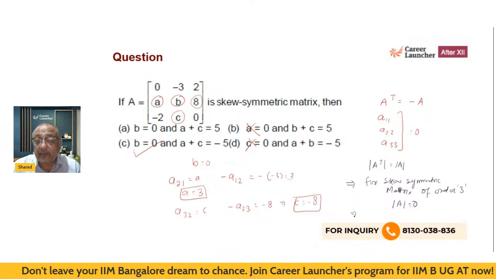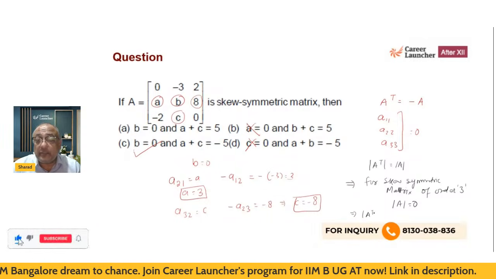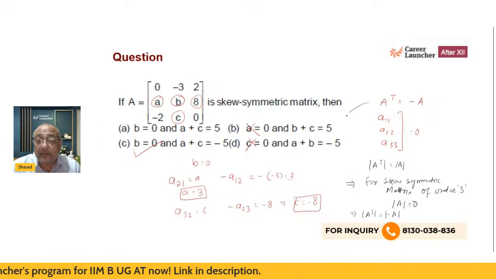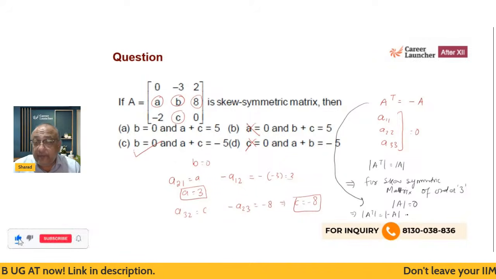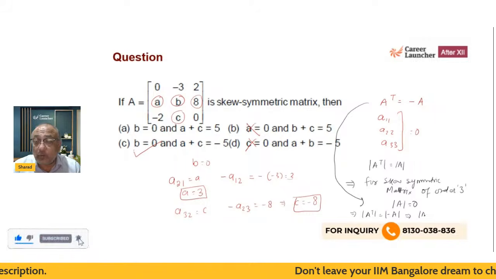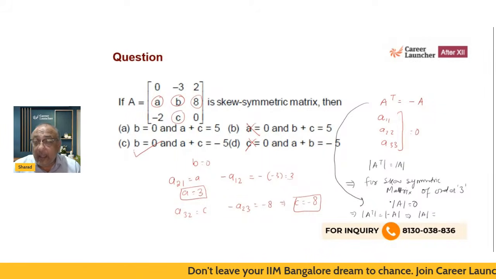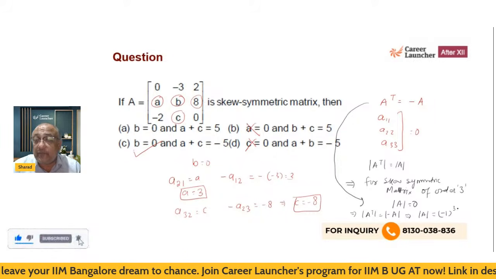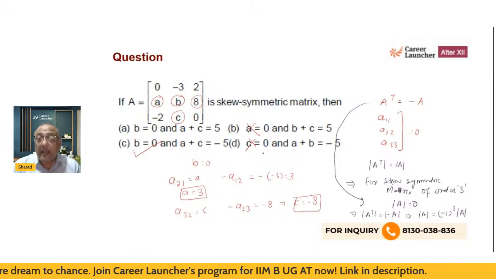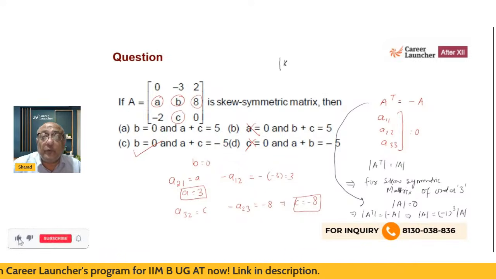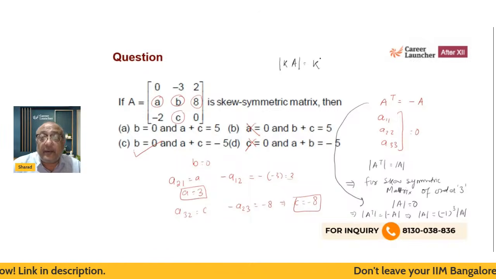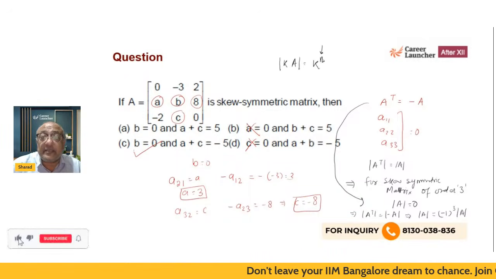Why is it so? Because A transpose will be equal to minus A. Why? Because this is the property which we have over here. And if it is there, then determinant of A transpose, as we know, is equal to determinant of A, and determinant of minus A will become equal to minus 1 raised to the power 3 times determinant of A. I'm sure, 100% sure, all of you know that a scalar K multiplied by A gives K raised to the power n, where n is the order of the matrix.